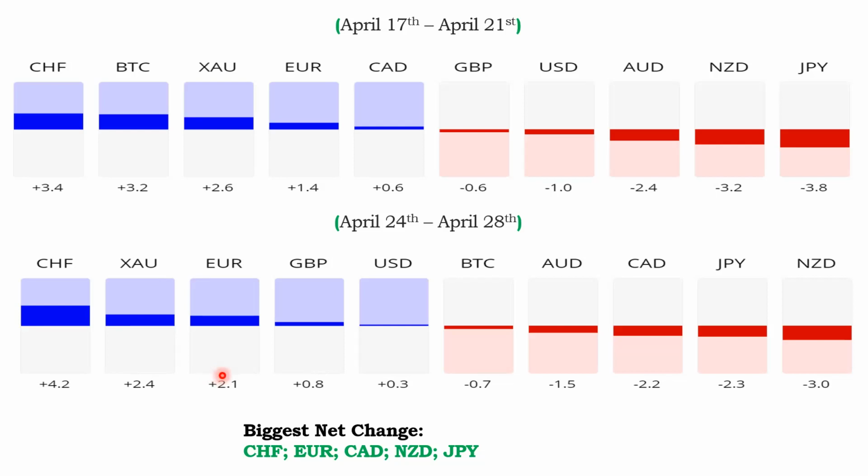We also have Canadian dollar. You see Canadian dollar moving from a score of 0.6 and dropping to negative 2.2. And then NZD also, well, it gained a little bit of strength, but it still remained on the 3.0 level. And then Japanese yen, we have 3.8, and then it's still dropping to 2.3. So it's pretty much on the negative side of things.